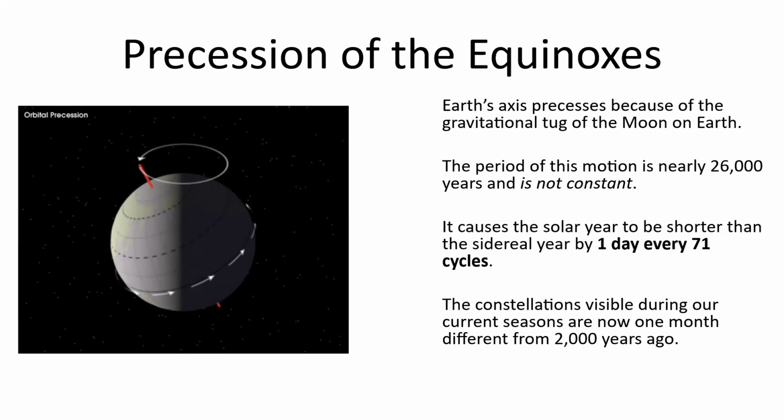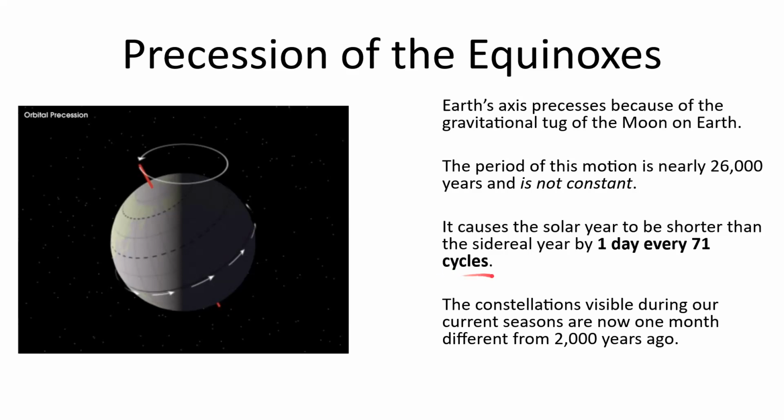And that adds up to a difference between the sidereal and the synodic years. It's a pretty small amount, as you saw before. It adds up to about 1 day difference every 71 cycles. So every 71 tropical years will give you 1 extra day in the sidereal period.